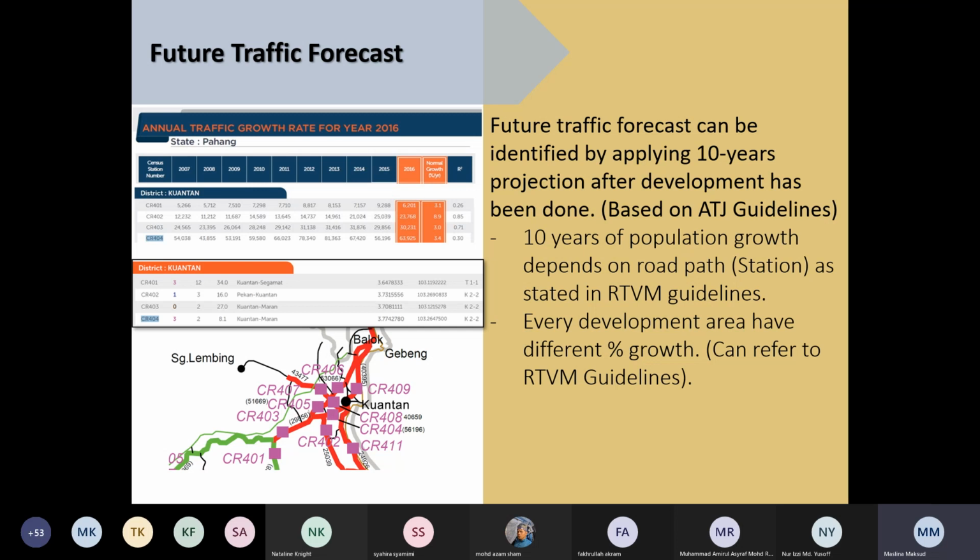So this CR404 will give the percentage growth of this route, which here you can see for CR404, the percentage population growth is 3.4%. So we will use this percentage together with the current traffic data that we have collected before, and then we can get our future traffic forecast to predict the future traffic generation.